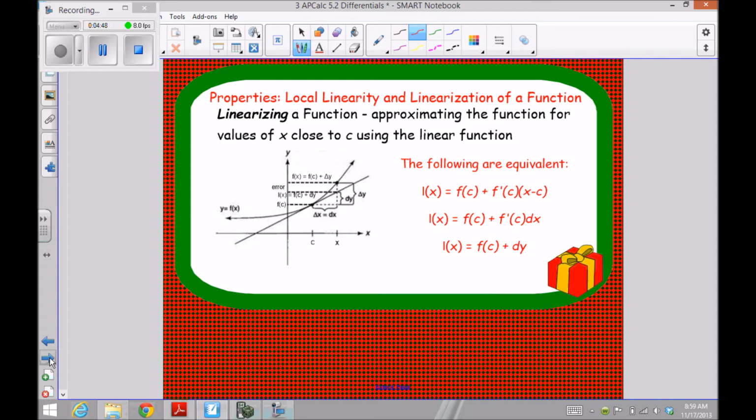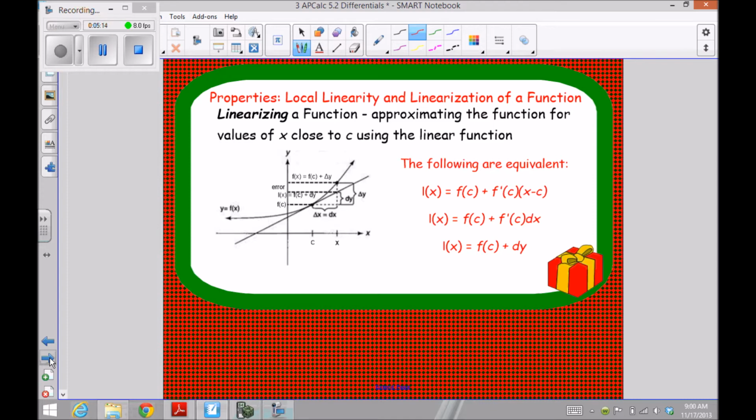Okay, local linearity and linearization of a function. If you read something that says linearization of a function, then what that means is find the equation of the tangent line, and let's see how close. We want to use that to approximate the y value of our function. Okay? So the following, it's very important that we know that these are all equivalent.